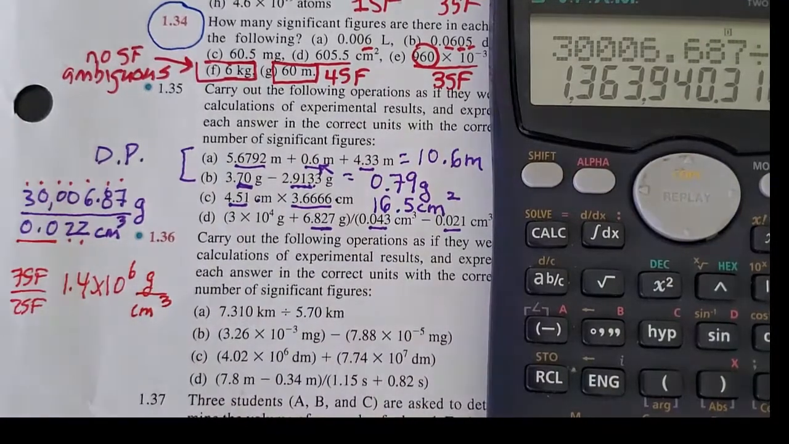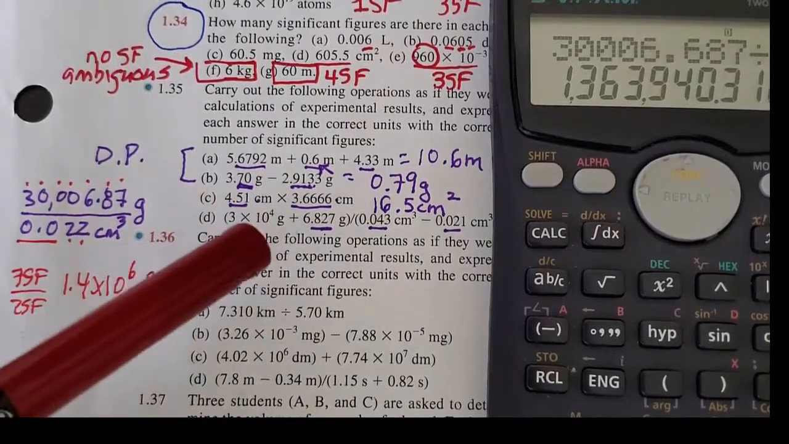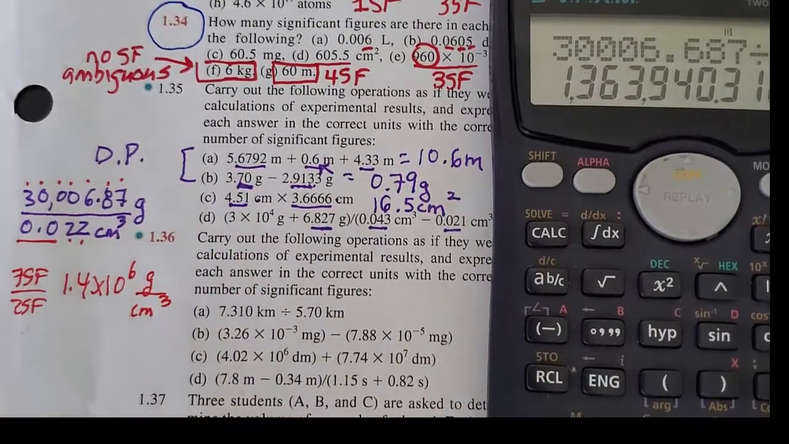Remember, addition and subtraction, look at the number of decimal places for your weakest link. Multiplication and division, look for the number of sig figs as your weakest link. When you have a combination of both, you're going to work at it piecemeal. Okay, work by the parentheses and sort of work in and then work out.